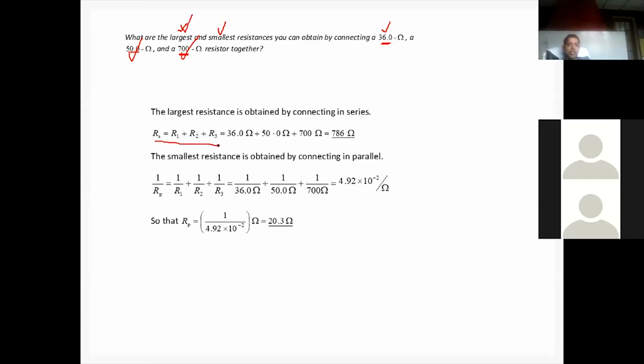Add them all together. When they are in series, you add them like this, right? So 36 plus 50 plus 700 gives you 786. Now to get the smallest, obviously you have to connect them in parallel. So you add the reciprocals together and take the reciprocal of the sum, right? Then you happen to get 20. See, this 20 is less than 36, and obviously less than 50 and 700.